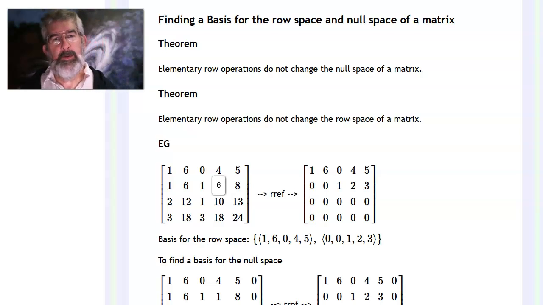Okay. But more so, elementary row operations don't change the row space of a matrix. Now remember, the row space is the span of the rows, the set of linear combinations of the rows. And so think about there's three row operations. One of them is to swap two rows. Well, if you're taking a linear combination of all the rows and you swap two rows, you're still taking a linear combination of the same thing. I mean, addition is commutative, so whether you add two things in this order or in that order, it doesn't matter. So swapping rows doesn't change that.